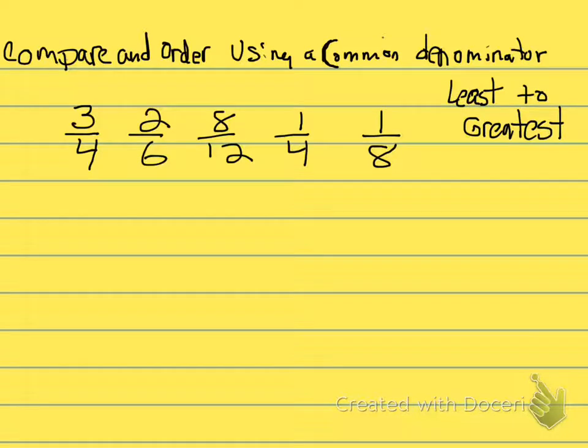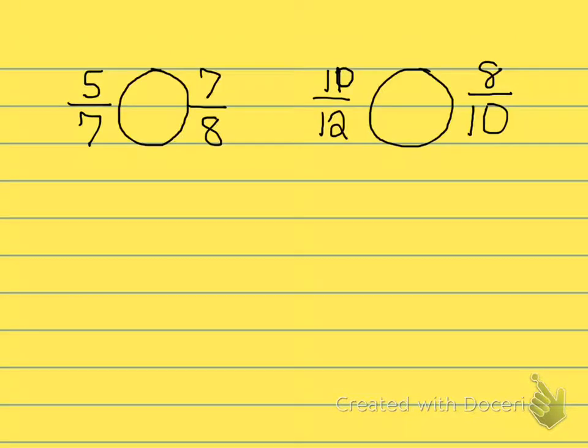And next, compare these 2 sets of fractions. Find a common denominator for each set. So 5/7 and 7/8, find a common denominator and make equivalent fractions and then compare. The same thing with 10 12ths and 8/10ths. Find a common denominator for 12ths and 10ths, change to equivalent fractions and compare.